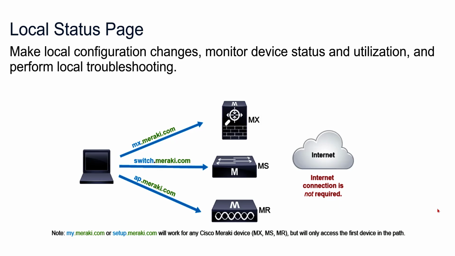This page is absolutely critical if you cannot reach the cloud. Maybe you have a bad WAN configuration, an incorrect VLAN or IP address setting. Maybe there's some sort of DHCP issue, internet outage troubleshooting. If the dashboard is blind, this is kind of like your flashlight.